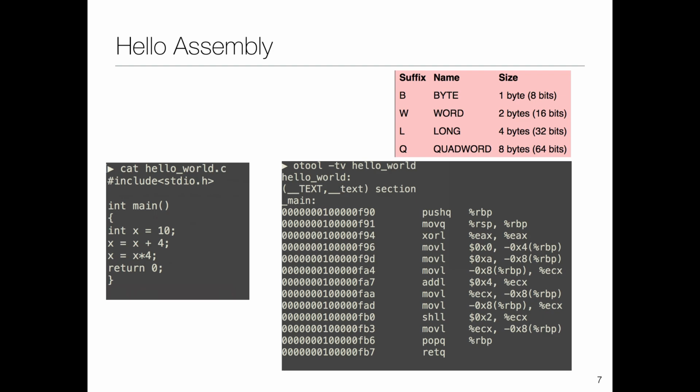Now where is return 0 happening? Or where else do we see 0 in this assembly code? Okay, so whoever finds this again gets a +1. The first one to find this. Pop Q of RBP. Pop Q doesn't contain 0. RBP contains... Sorry. So where is 0?